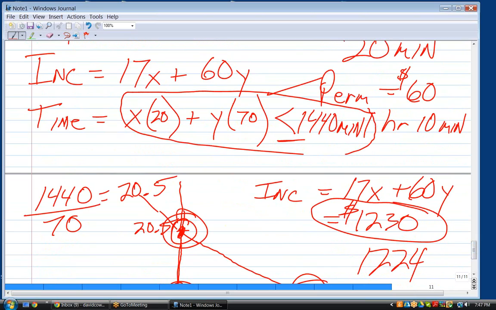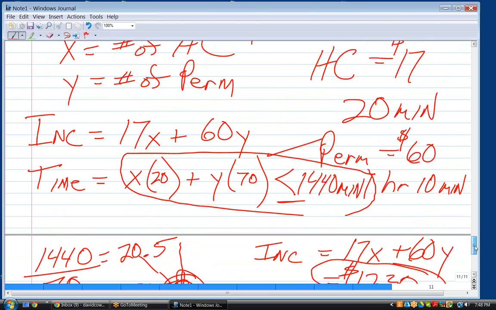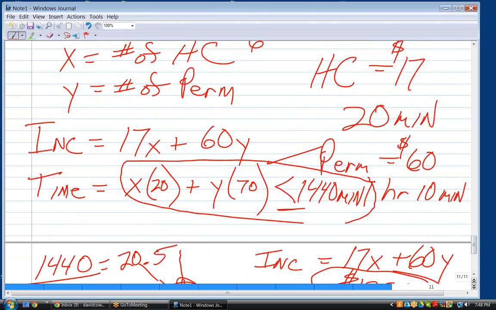And that would only give you 1,217. Whereas by doing all haircuts, you can do 72 full haircuts. What's 72 times 17?